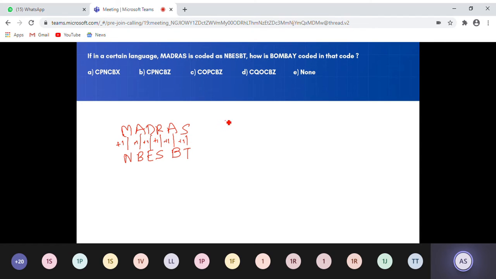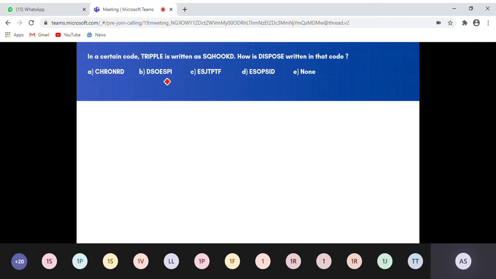So similarly, Bombay: B plus 1 will be C, O plus 1 is P, similarly M plus 1 is N, this will be C, this will be B and Z. So that will be answer option B. First type. Solve this one.